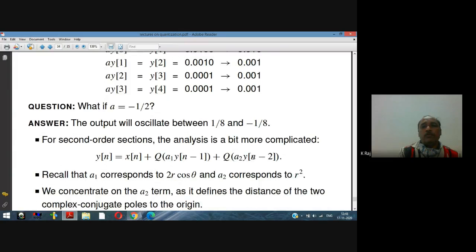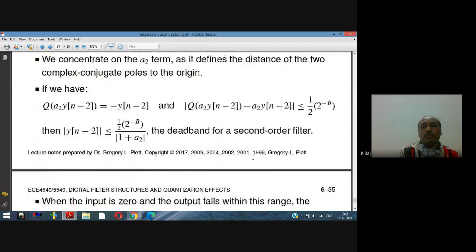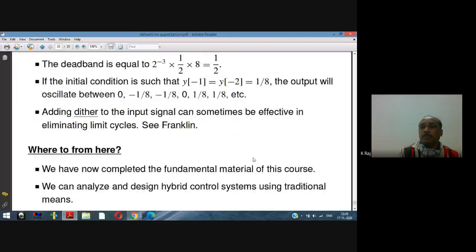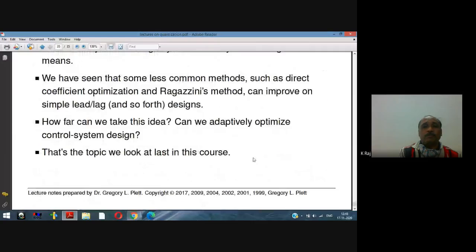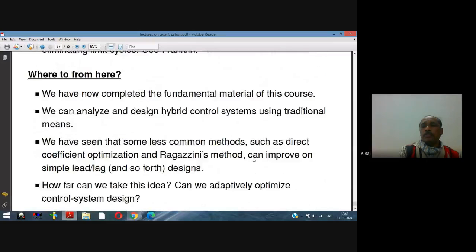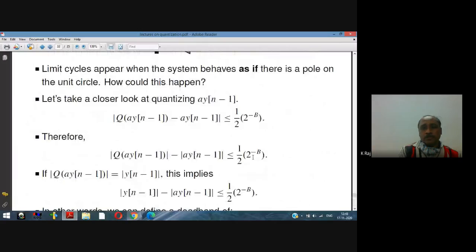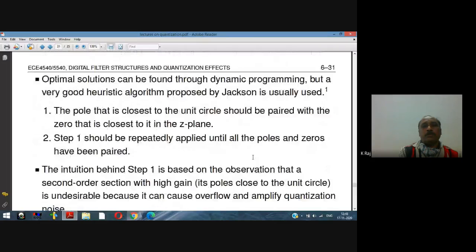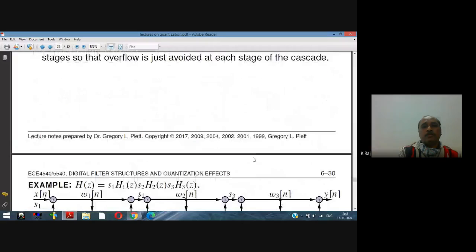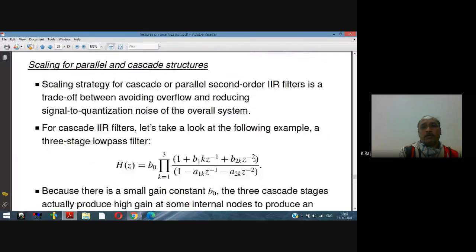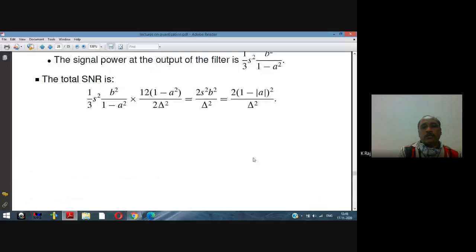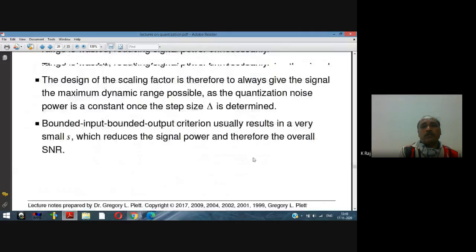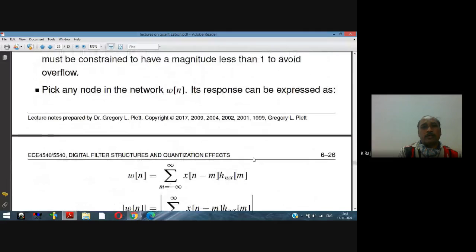Now if a is equal to minus 1 by 2, similarly we can calculate the values and show what will be the effect of this limit cycle oscillation. So this is about the quantization, and it has 4 types of trade-off. In this lecture we have discussed the first effect, the effect of quantization, and then the effect on the signal. We have also covered the concept of limit cycle oscillation in this lecture.